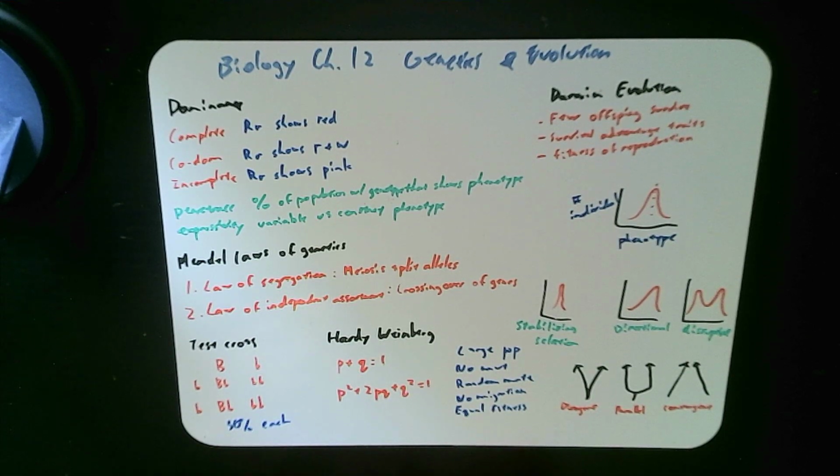We have Biology Chapter 12, Genetics and Evolution. This is the final chapter about biology. Now, genetics and evolution is pretty straightforward in terms of concepts, and you just need to remember a few things.